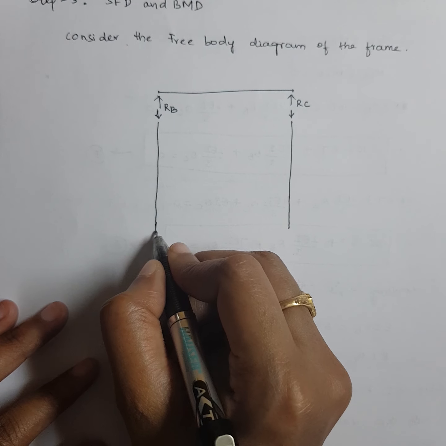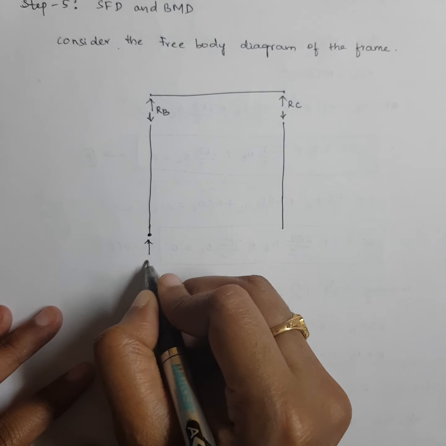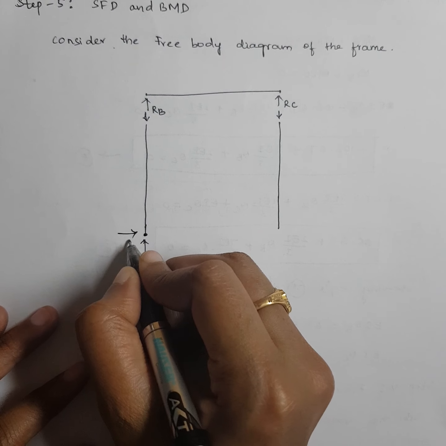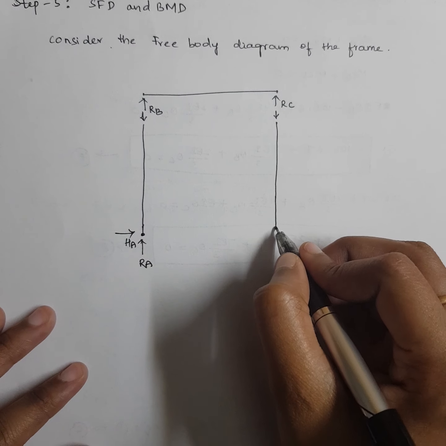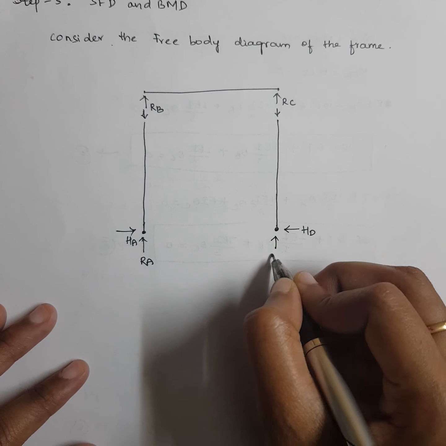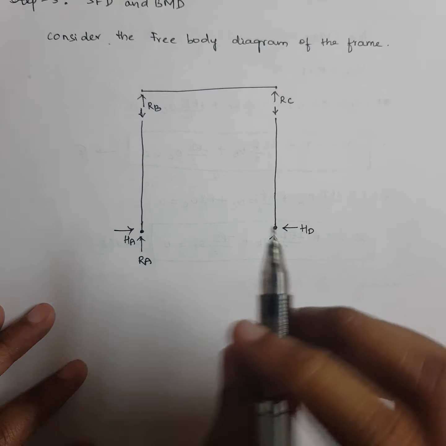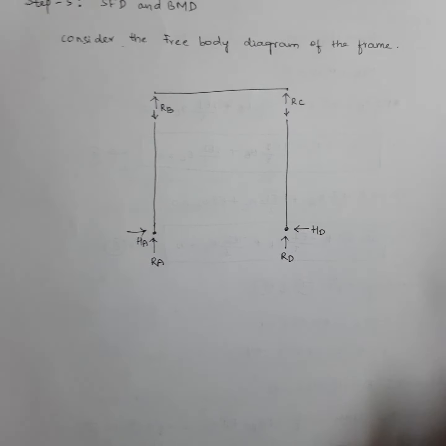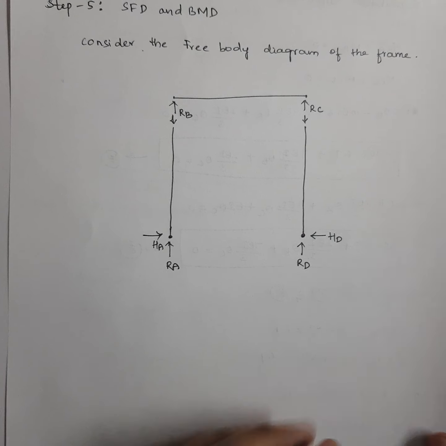Next here I have A, right? So here will be RA, here will be HA. Similarly at D I'll be having HD, and I'll be having reaction RD. And also we have calculated moments just now, right? All the final moments, we will write those values also.